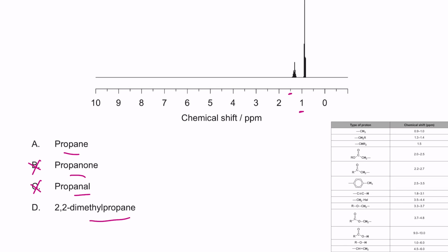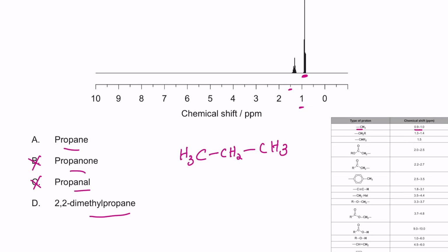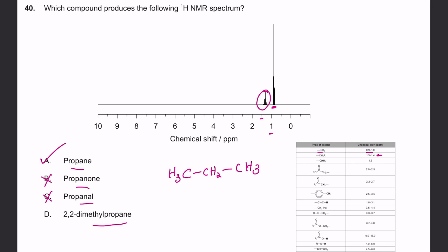Now let's check for propane. In propane, CH3. So you have basically 2 types of hydrogen. So 2 peaks can be expected. So one of them is the CH3 peak, and yeah, that we can find here. Another one is this CH2R peak, which can be found basically here. Okay, so with these 2, we can say option A is the correct answer to this question.